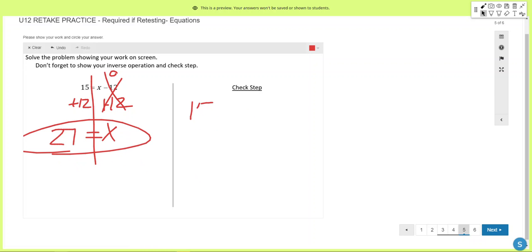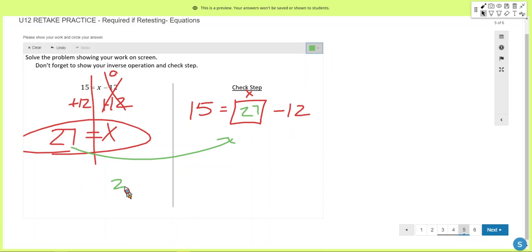Doing our check step, I have 15 equals x, so box, minus 12. Well, what goes in the box? What did we say x was? 27. So 27 minus 12, I'm going to double check that math just to make sure I'm subtracting correctly. 7 minus 2 is 5, 2 minus 1 would be 1. So I do get 15, which means I got it right, and that means x equals 27 is our solution.